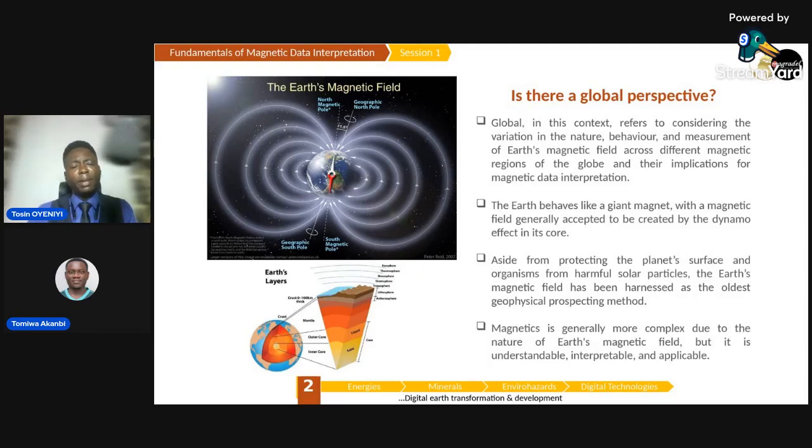So there are actually different magnetic regions of the Earth, and the nature, behavior, and measurement of magnetic data across these different regions are not the same. If we are to talk fully holistically concerning the fundamentals of magnetic data interpretation, then we have to look at it from every side and different aspects of the globe, and that is what brings about this global perspective of magnetic data interpretation. And the next bullet is: the Earth behaves like a giant magnet.